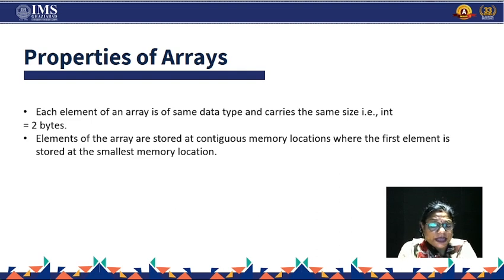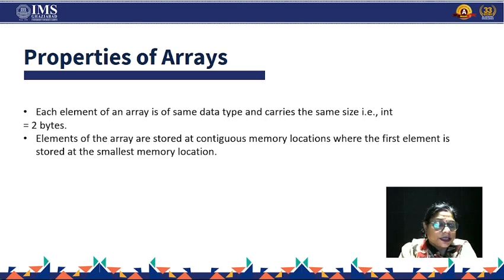Now, elements of the array are stored at contiguous memory locations, where the first element is stored at the smallest memory location. Now, what is the smallest memory location? The smallest memory location is also known as the base index, which starts from 0. For contiguous memory location, suppose we declared an array of character data type. That means each character occupies 1 byte. If the memory location of the base address is 101, the next contiguous location will be 102.